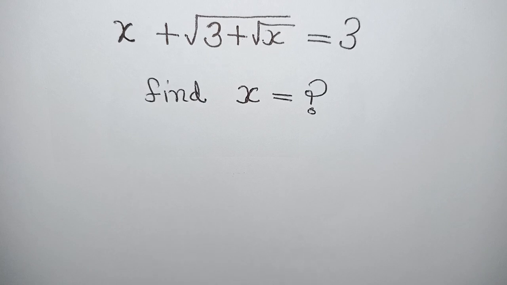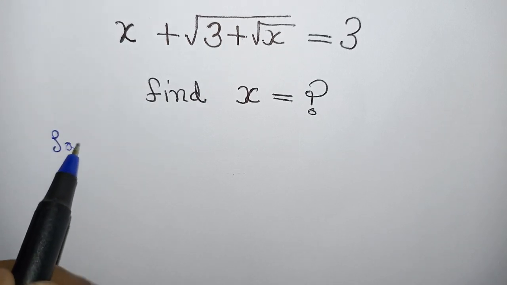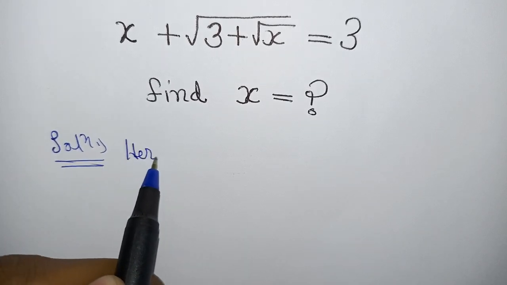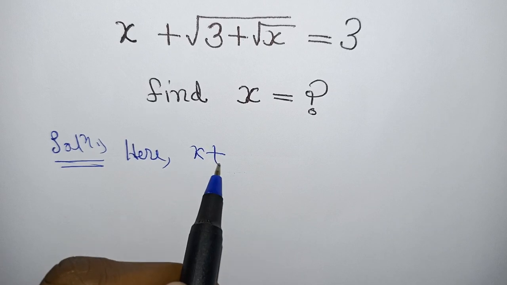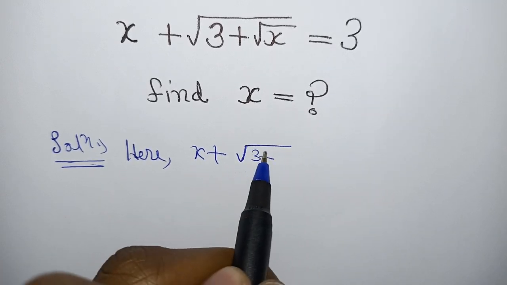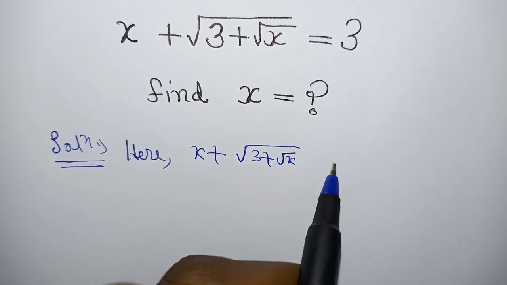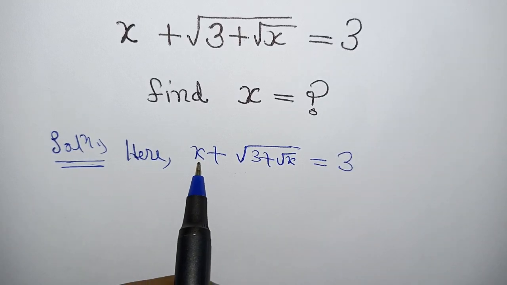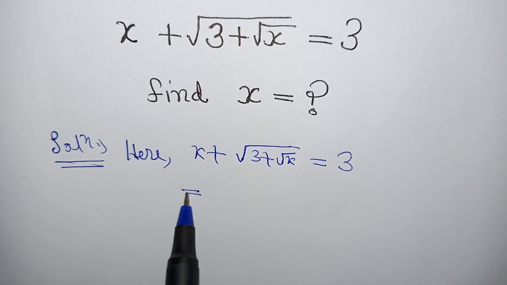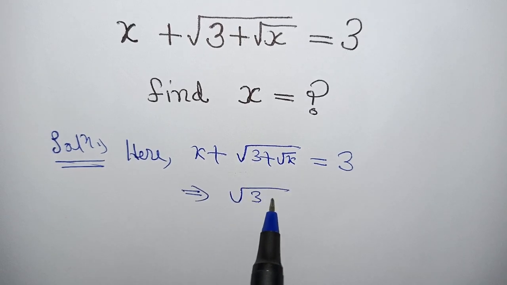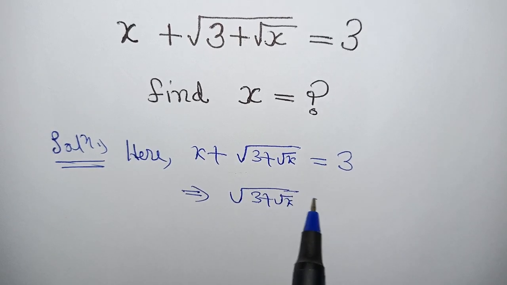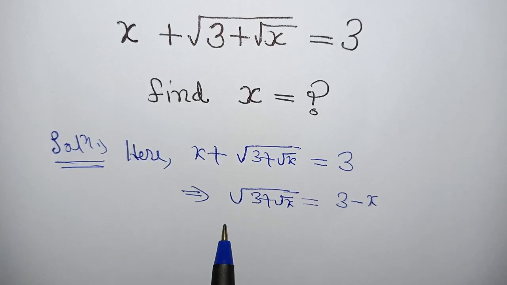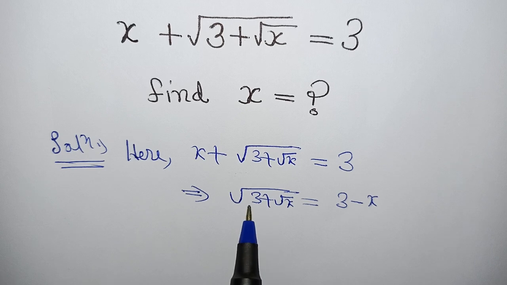So the solution will be: here we have x plus under root 3 plus under root x is equal to 3. Now taking this x on the other side, it implies under root 3 plus under root x is equal to 3 minus x. Now we have to remove this under root bracket.